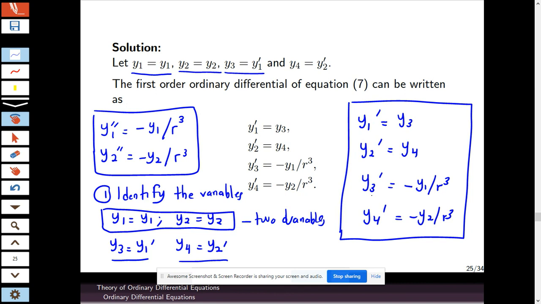And then taking the y3 prime, it will be y1 double prime, which is this one. And then y4 prime, which is my y2 double prime, which is this one. Is that okay, class?